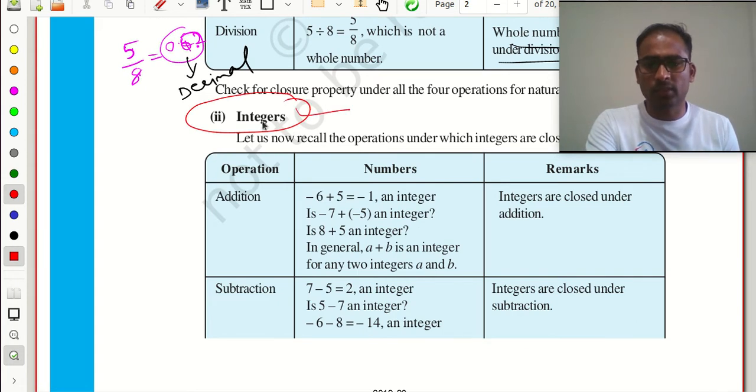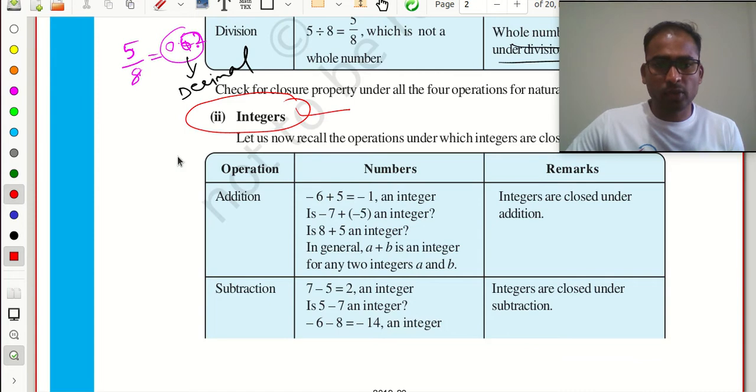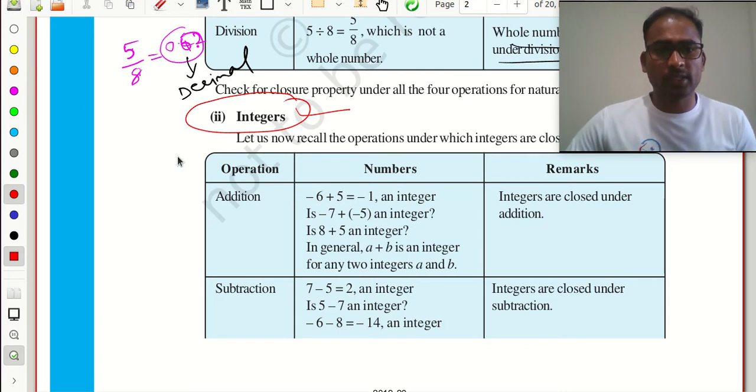Same in integers also. I need to check whether the closure property holds for integers or not.